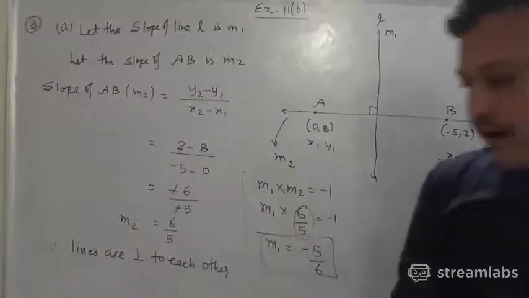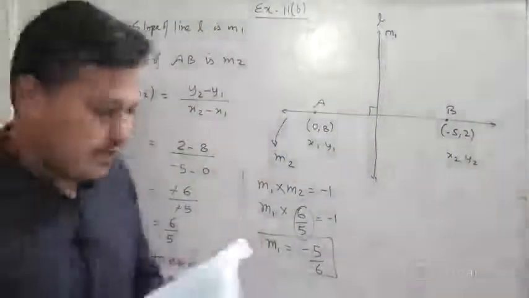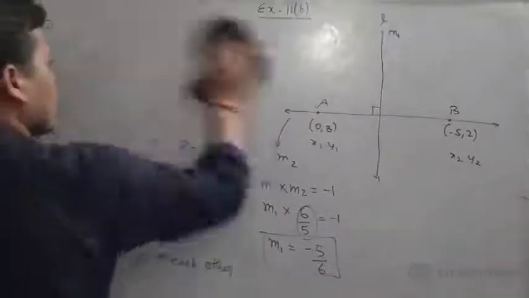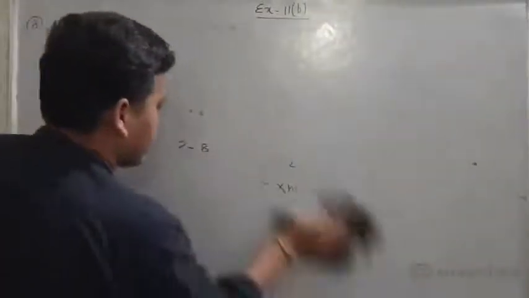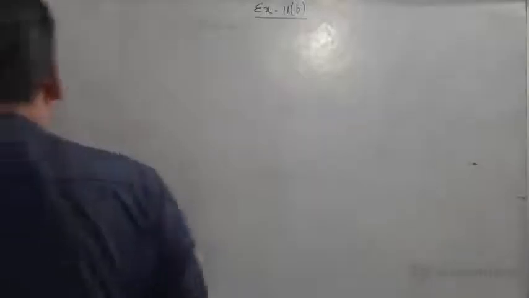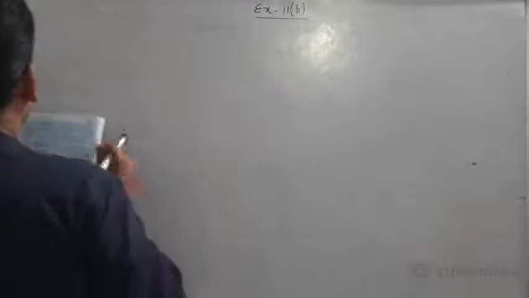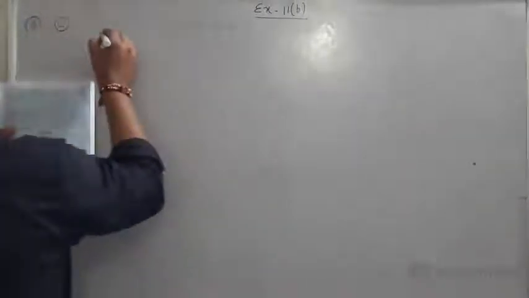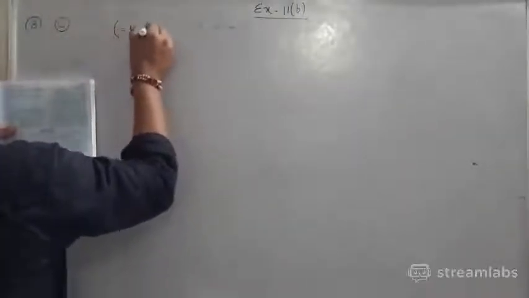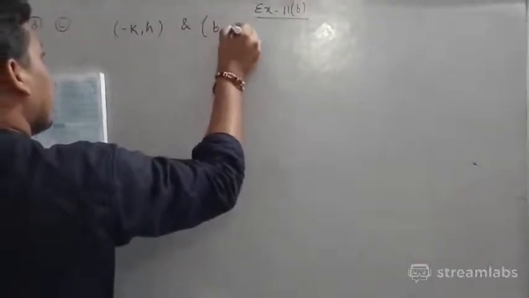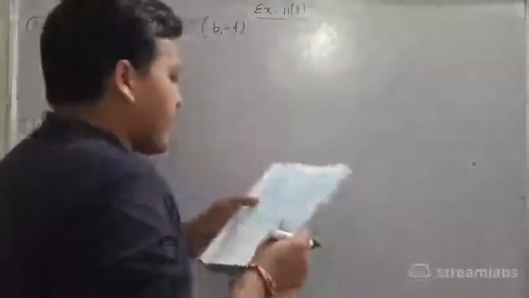Next, I am taking part D. Parts A and B are the same, and C and D are also the same. C and D are in the form of variables, so I am taking that question. Let us take part C, because C has a minus sign problem too, so there may be difficulty. Part C, the points are (-k, h) and (B, -f). And as in the question, find the slope of the line perpendicular to the line.